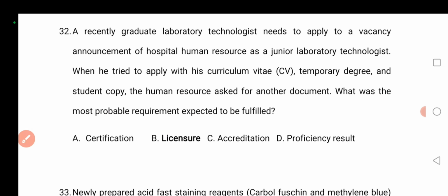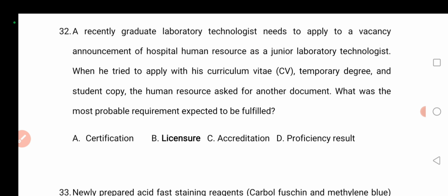Number 32 says, a recent graduate lab technician needs to apply for a vacancy announcement as a junior lab technologist. This is also the path for most of you. He tried to apply with a curriculum vitae, temporary degree, and student copy. The human resource office asks for another document. What is the most probable? As we know, after you graduate, to apply for a job what you need is the CV, the curriculum vitae, a clear description of your qualities and educational background. Additionally, your student copy is important, and also the temporary degree.